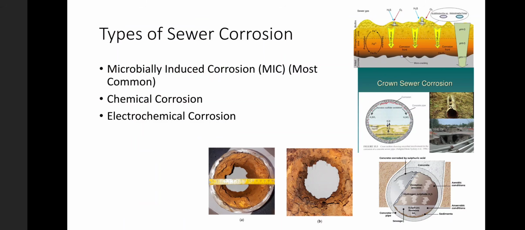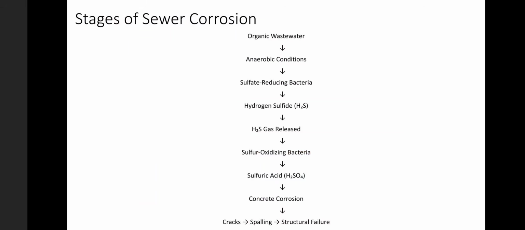Next one is purely chemical corrosion. It is purely due to the chemical gases which are developed during the wastewater flow. And next one is electrochemical. Electrochemical is also due to the presence of bacteria, and the electrochemical reaction takes place between the gas particles which are being generated.